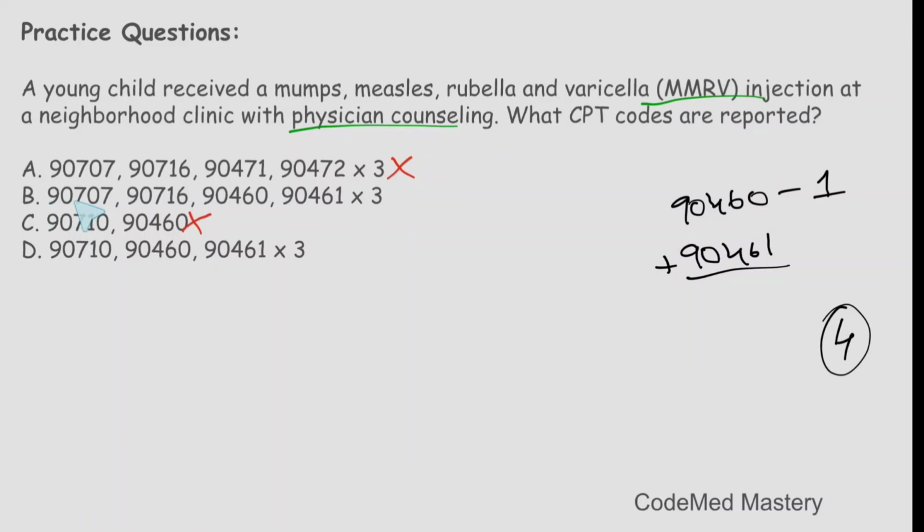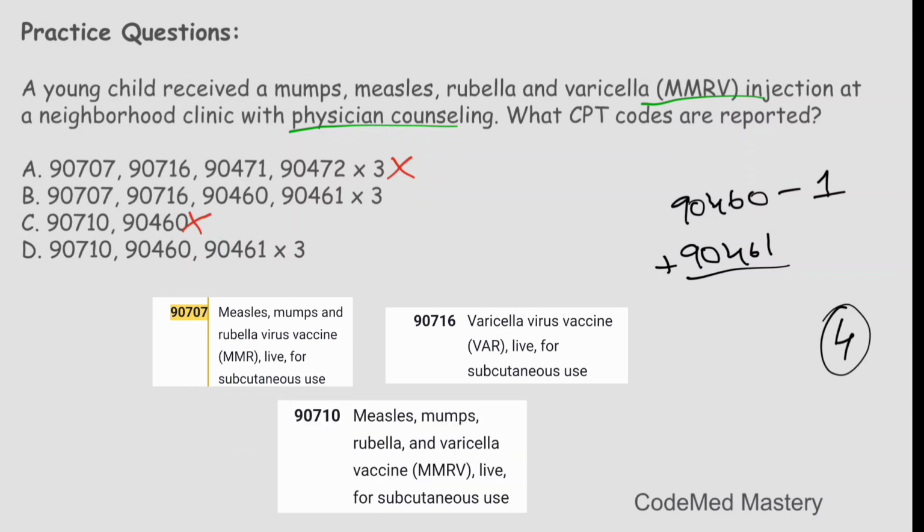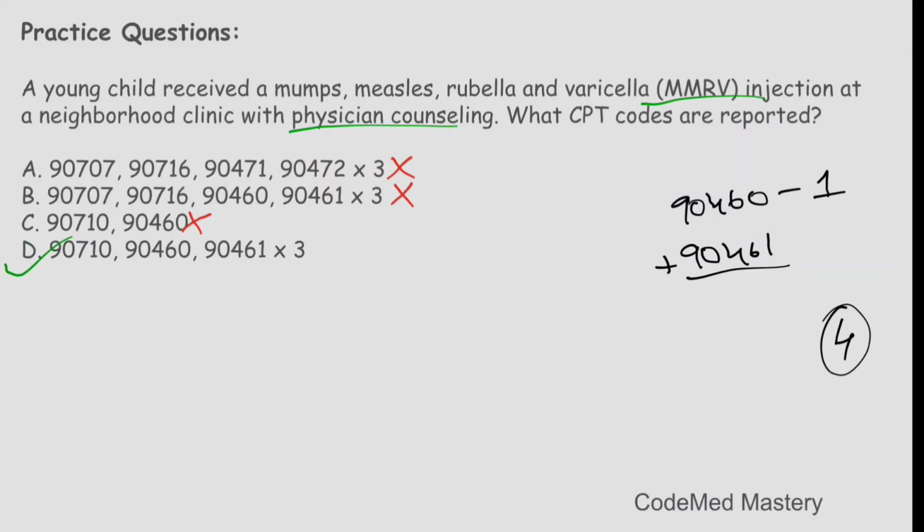So the difference is in option B they have mentioned 90707, 90716. 90707 is for measles, mumps, rubella and 90716 is for varicella virus vaccine. But we already have a code 90710 which is for MMRV, which is mentioned in option D. So we should not code separately for MMR and then again for varicella, right? So we'll eliminate option B. We are left with option D, which is the right answer.